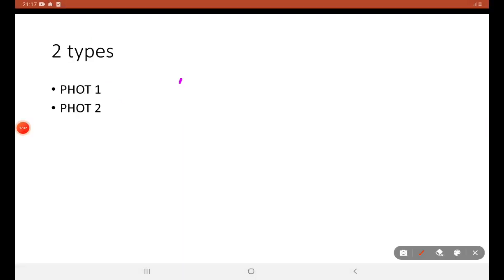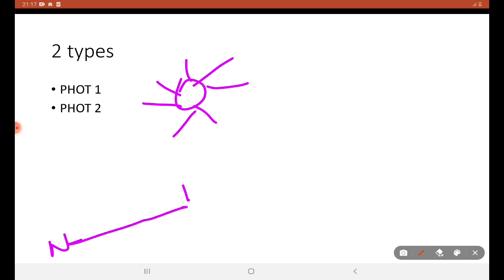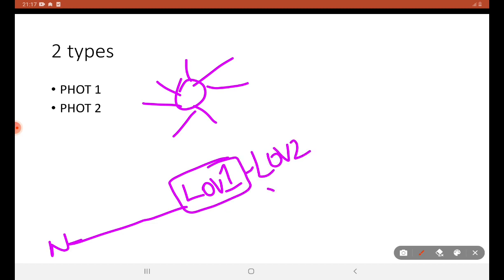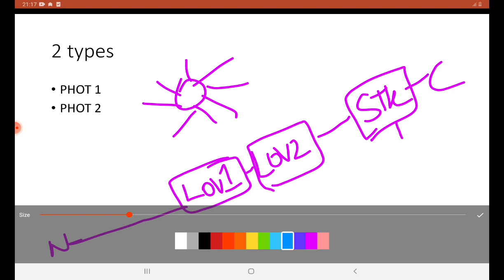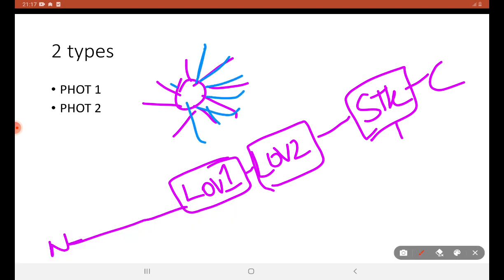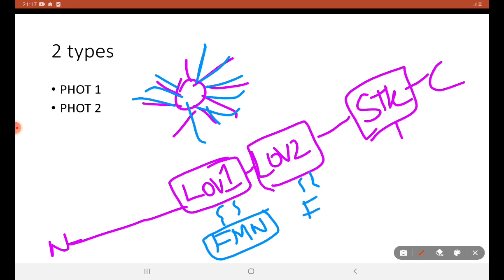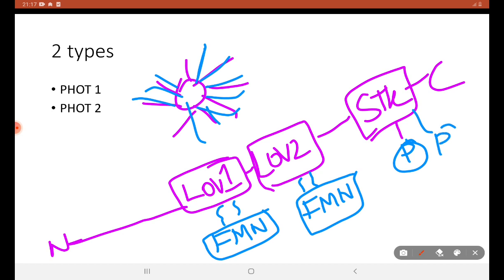What will happen in case of blue light? In case of blue light, we have LOV1 and LOV2 in the N-terminal side and serine threonine kinase in the carboxy terminal. In case of blue light, there will be covalent attachment with FMN, and serine threonine kinase will undergo autophosphorylation. This is the mechanism.